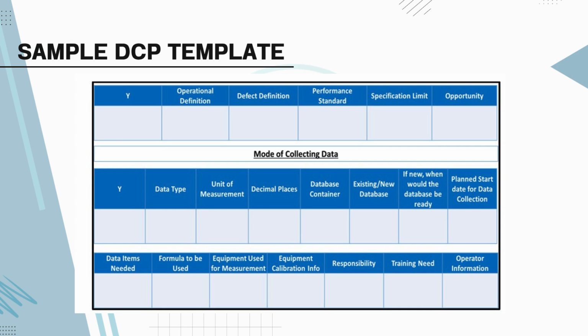Responsibility. Name the persons responsible for the data collection. Training need. Specify if training is required for data collectors. Operator info. Who will operate the process and/or collect the data.